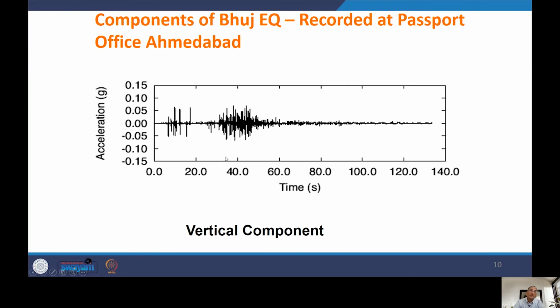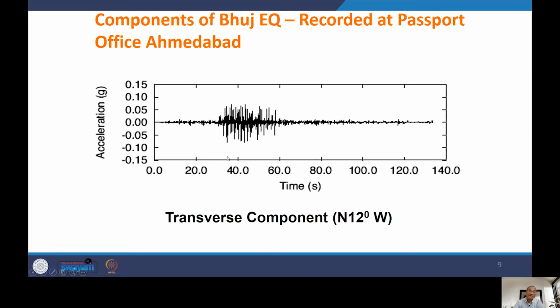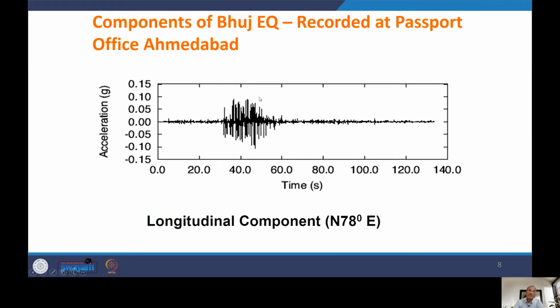So these were the 3 components of the Bhuj earthquake, which are represented by the acceleration time history. But in each component, let's say in the longitudinal component, what you can see is that with time it keeps changing. That means you have so many peaks and troughs. It is increasing and decreasing, happening continuously.